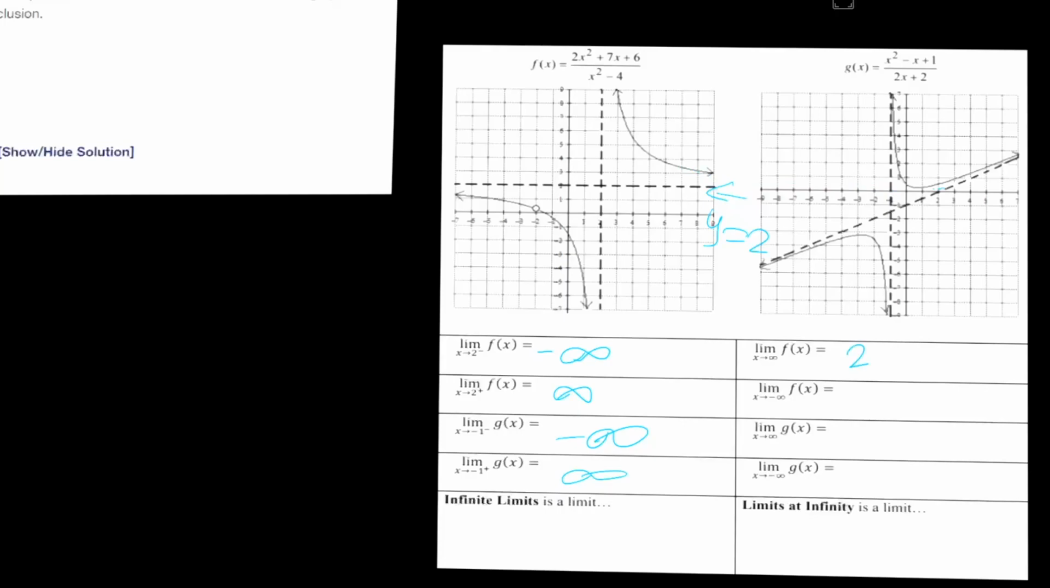For x approaches negative infinity, which means from this side, same thing's going to happen here. It's never going to touch that y equals 2, so it's going to keep going that way, but get as close to it as possible. So this is also going to be 2.